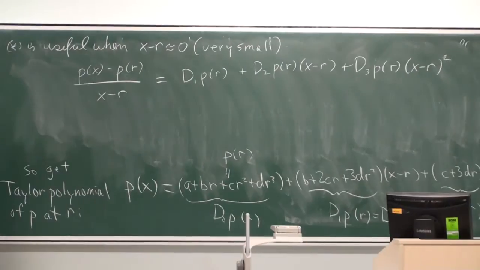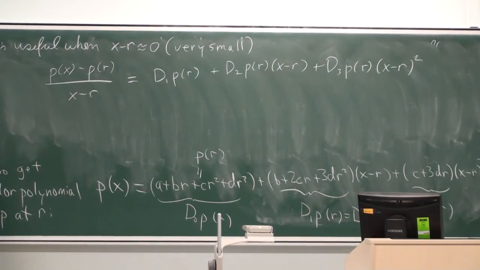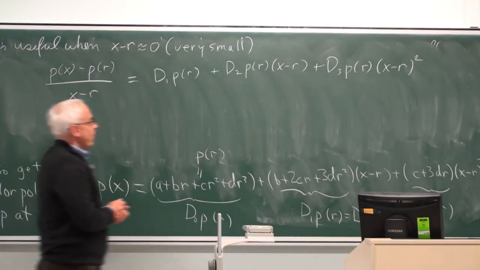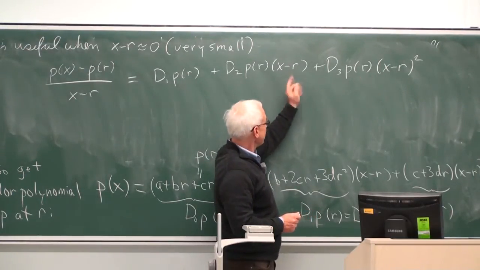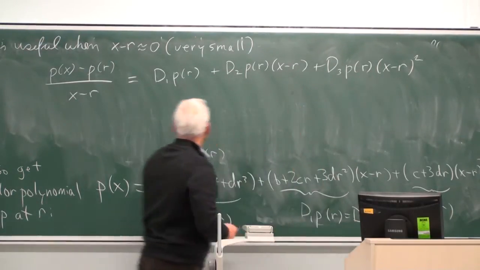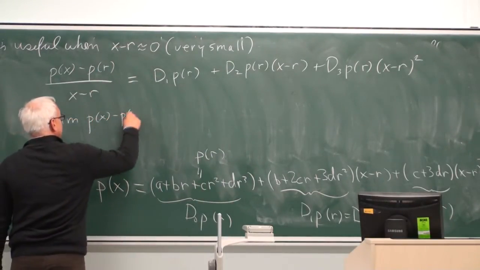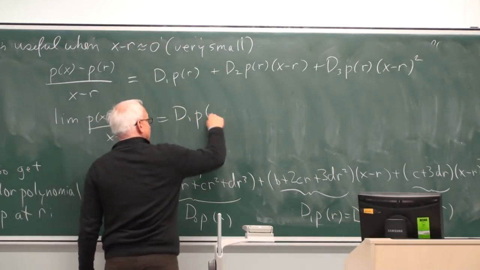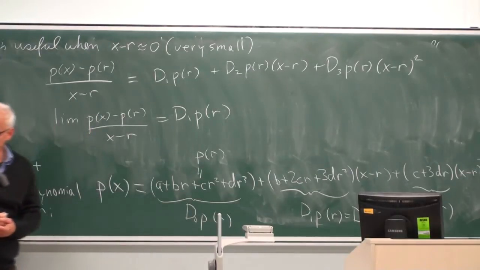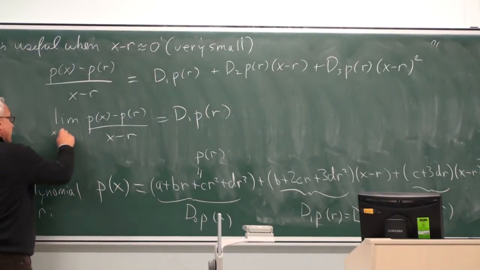And if we look now at the limiting value of both sides when x approaches r, well, then these two terms are going to disappear. So as x approaches r, this and this go to 0. So we can see that the limit of p of x minus p of r over x minus r is just this number d1p of r. So in other words, this is the limit as x approaches r.